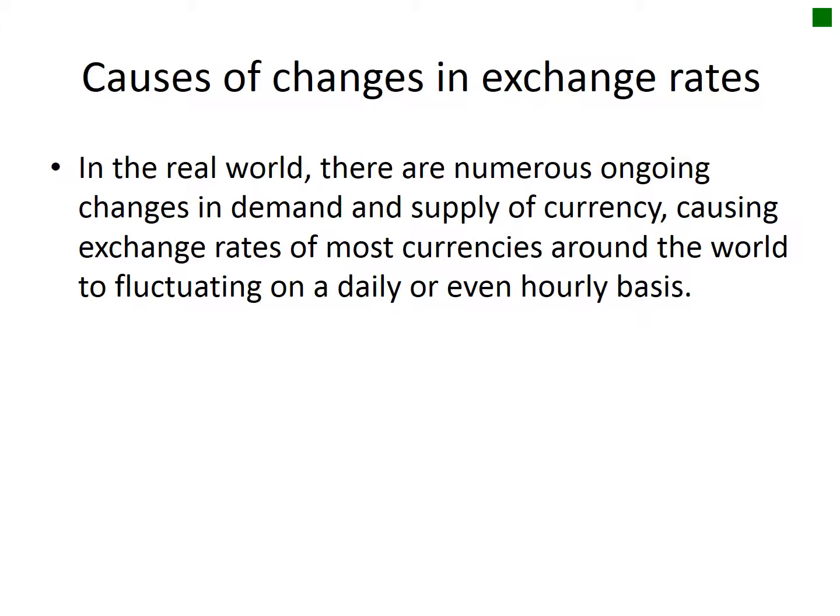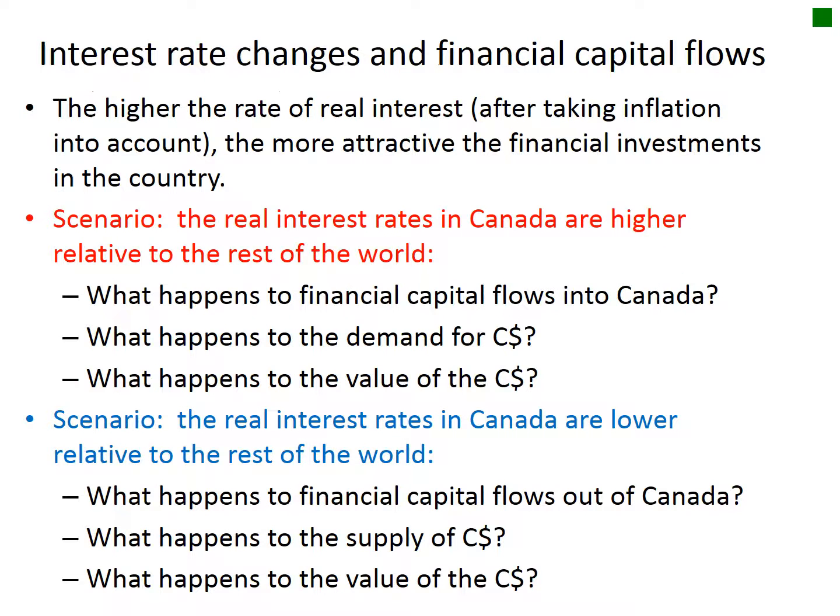So causes and exchange rates. In the real world, there's numerous ongoing changes in demand and supply of a currency, causing exchange rates of most currencies around the world to fluctuate on a daily and even an hourly basis. So here's one example of why. Interest rate changes and financial capital flows. The higher the rate of real interest, after taking inflation into account, the more attractive the financial investments are in the country. So they also have to be higher than the rest of the world.